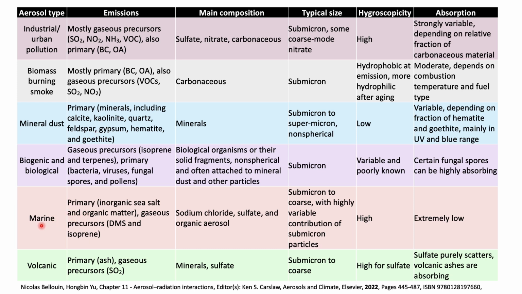So when we go to the next important one, which is the marine one, here we have the primary gaseous precursors, and we will study dimethyl sulfide reaction and some of the isoprene reactions in the later part. So the main composition of marine aerosol is basically sodium chloride, sulfate, and organic aerosols. Their size is also in the submicron range, and they have a high hygroscopicity because they are marine. In other words, they have lots of moisture in it, but their absorption is extremely low.